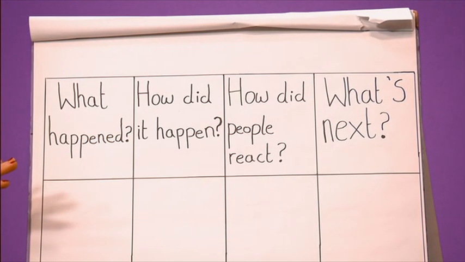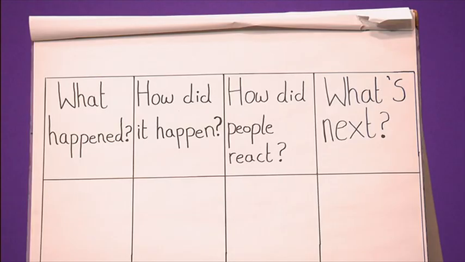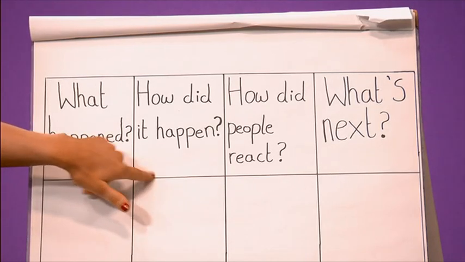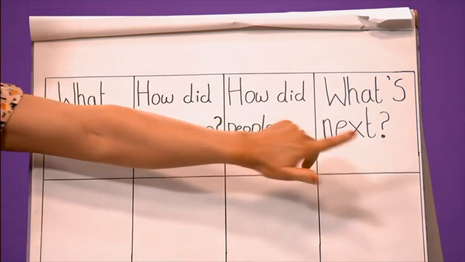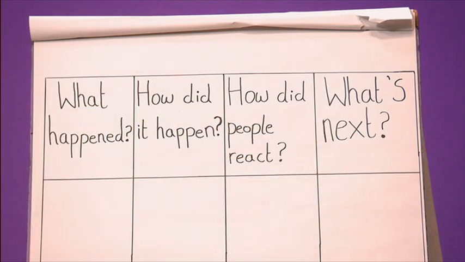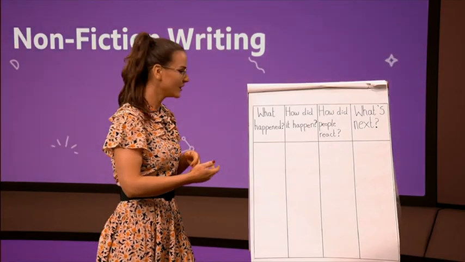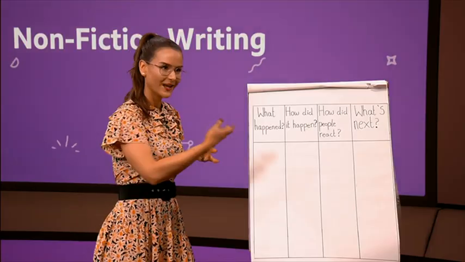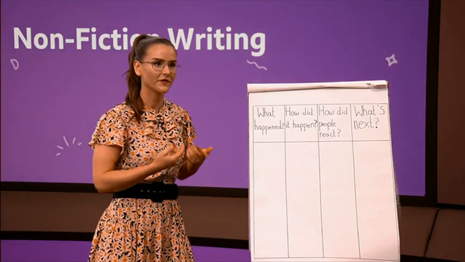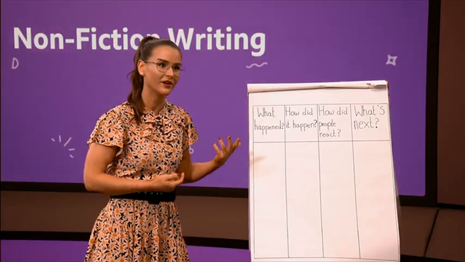And this simple grid will help you with your structure. So you've got four questions at the top here to help you. What happened? How did it happen? How did people react? And what's next? So can you use this for a news article and a feature article? Absolutely, because if you're writing a news article, you can say what happened at that time, how it happened, etc. And for a feature article, you need to include similar details.